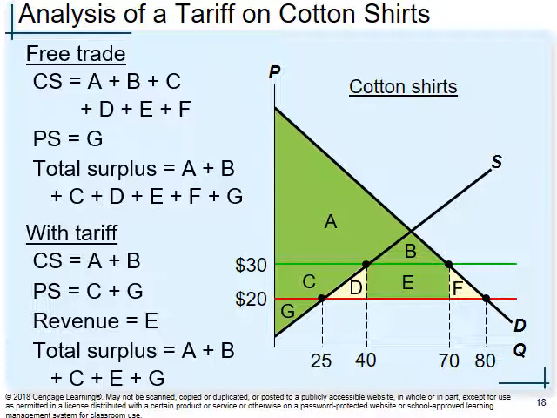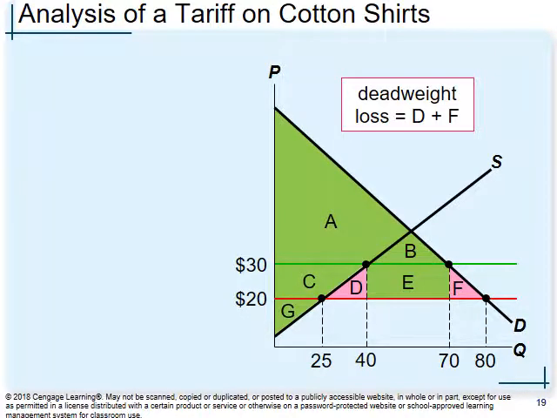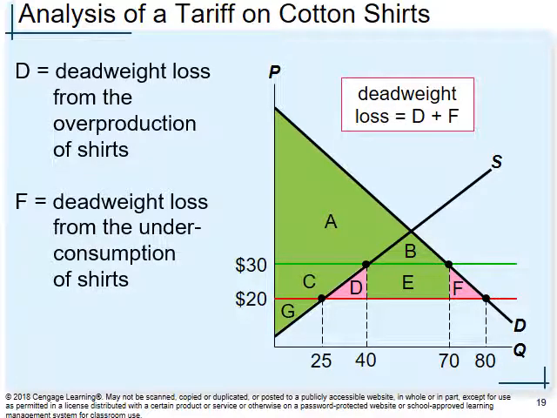So F is the lost area for the consumers, or the consumer surplus. As I said, both of these two areas are the deadweight loss that we discussed in the last chapter as well. So D is the area of overproduction of shirts, and F is the deadweight loss for the underconsumption of shirts by the consumers.